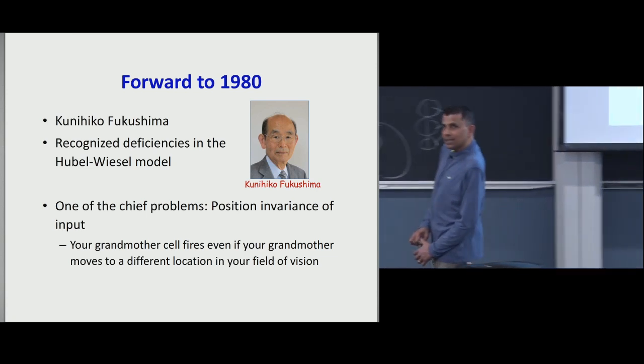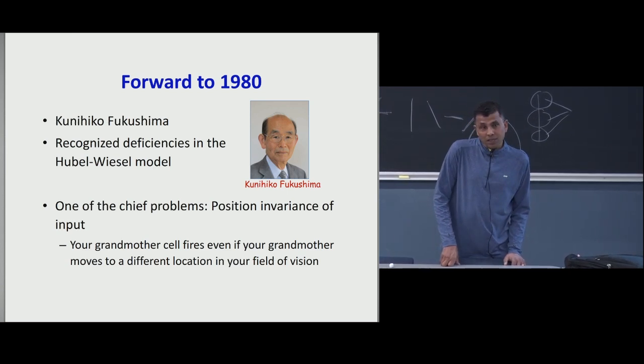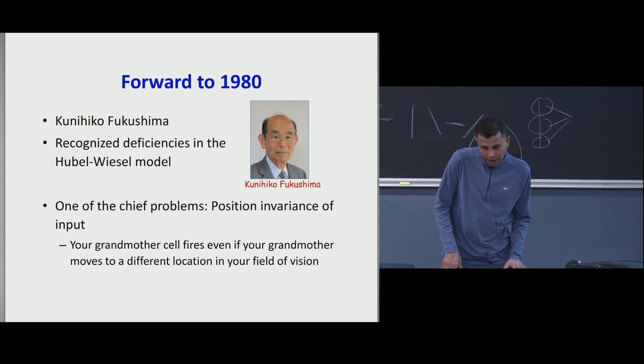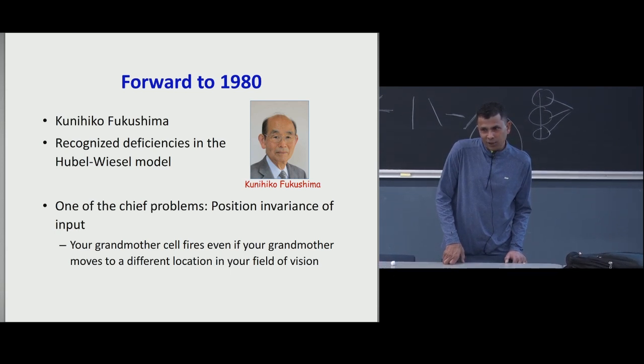In 1980, Kunihiko Fukushima decided to computationalize it. First, he found that Hubel and Wiesel's work had some deficiencies. For example, there's position invariance in your eye. Now, you have something called a grandmother cell in your brain. Have you heard of the Jennifer Aniston neuron? I'm pretty sure some of you have heard of the Jennifer Aniston neuron.